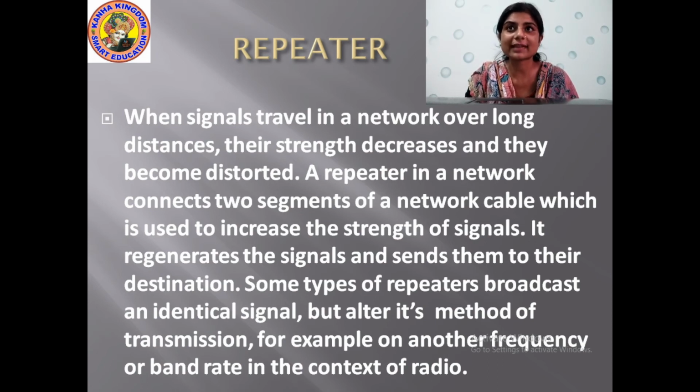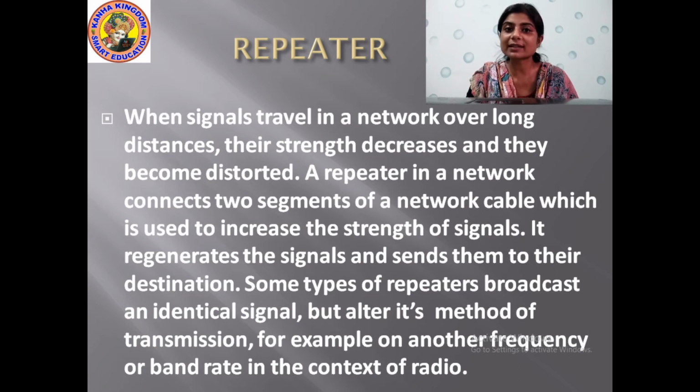strength of the signals. And what does this repeater do? It connects two segments of the network. If there are two segments of a network, this repeater will connect them through a network cable, which increases the strength of the signal so that the particular computer can receive the signals completely. It will not get disturbed in between. Okay. It regenerates the signals and sends them to their destination.